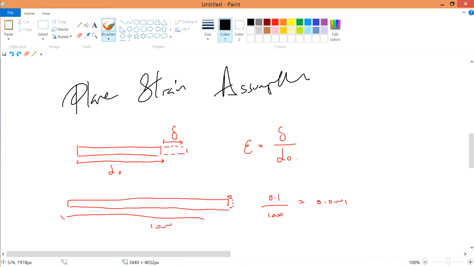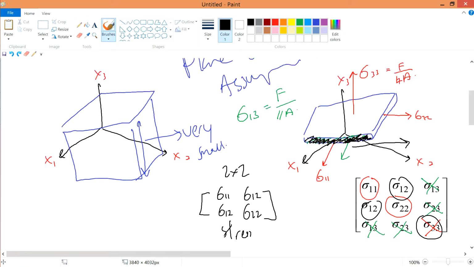So for example, if I have a very huge length over here, L0 is 1000, and my change over here is just 0.1, my strain is going to be way too small. And therefore, how do we apply this concept into our system right here?